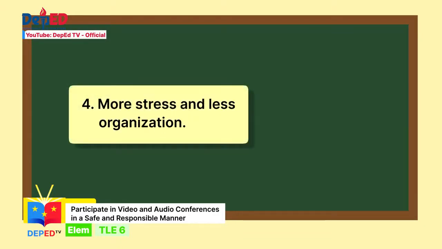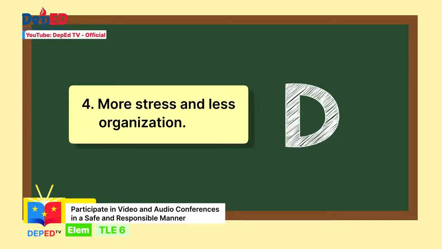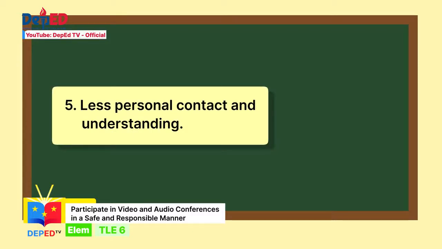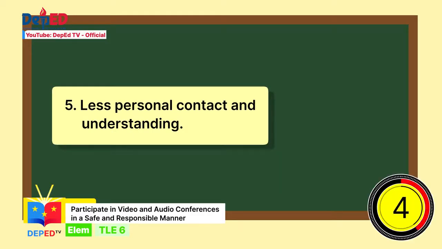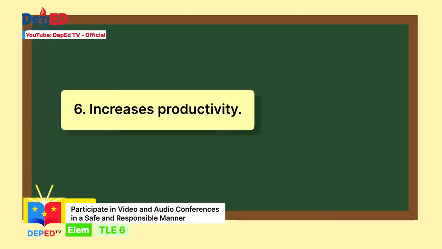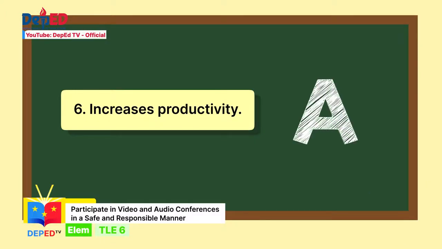Number 4, more stress and less organization. And the correct answer is letter D. Number 5, less personal contact and understanding. And the correct answer is letter D. Number 6, increases productivity. And the correct answer is letter A.